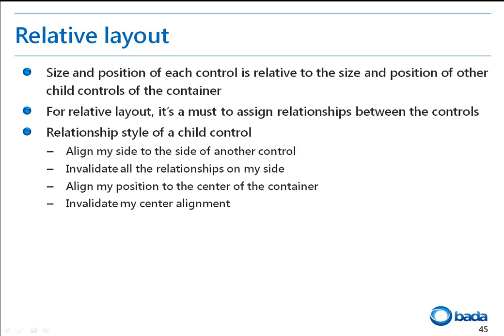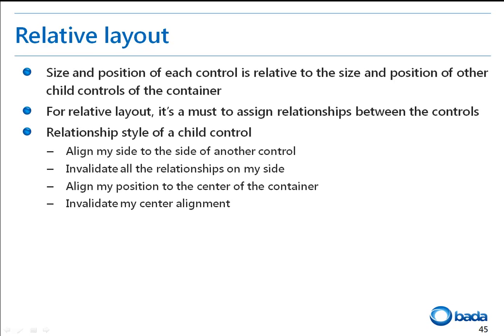That is, the size and position of each child control is relative to the size and position of the other child controls of the container. When a relative layout is used, you must assign relationships between the controls. Using the relationship style of a child control, the layout can have the mentioned 4 styles.